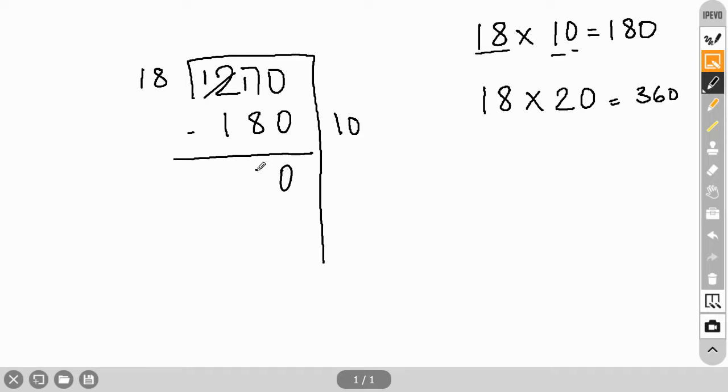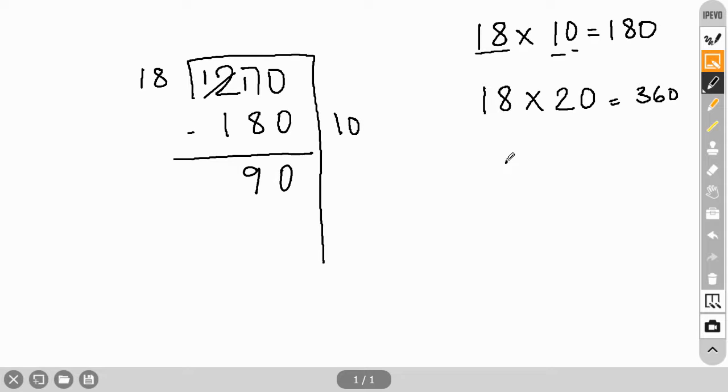17 take away 8 is 9. 1 take away 1 is 0. So I have 90. Now, obviously, 18 times 10, I can't do it anymore. It's too much. Now, if you start thinking about numbers, I know 90 is actually half of 180.